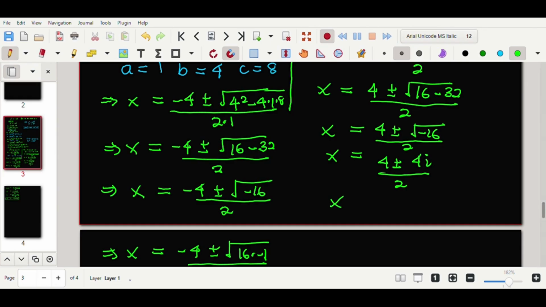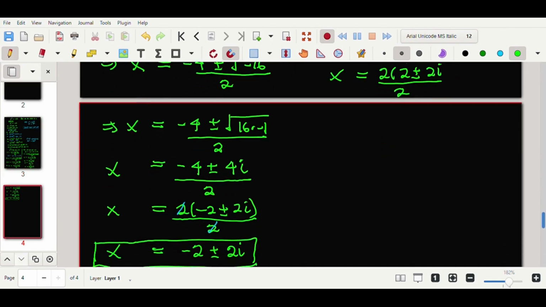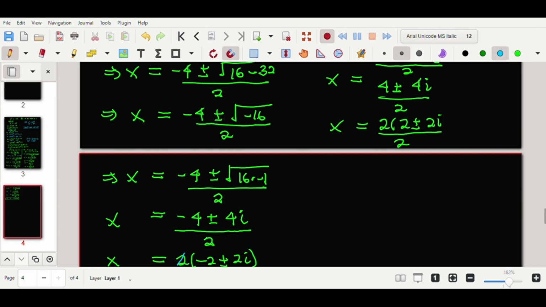So we have x equals, let's factorize 2 out. So we have 2 brackets open, 2 plus or minus, when 2 is factorized out, we're left with 2i all over 2. So here 2 will cancel 2. So we will have x equals 2 plus or minus 2i. That is the other set of the equation.